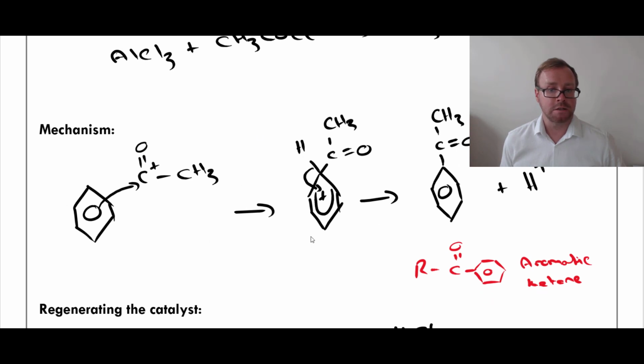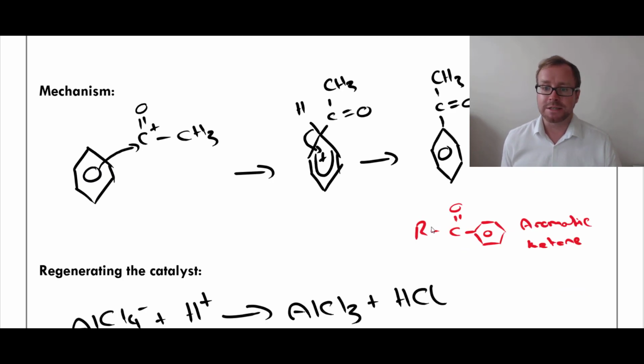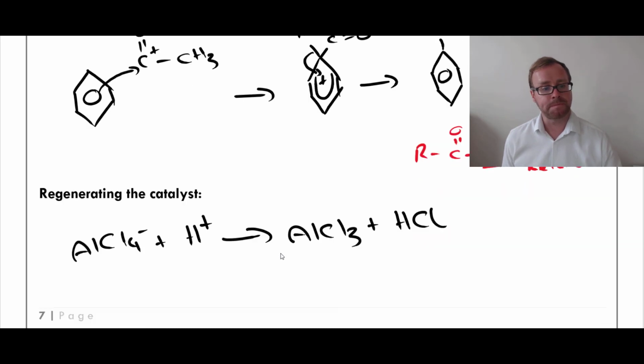It's all exactly the same. Lots of students find acylation more difficult than the halogenation and the alkylation, but they're exactly the same. As long as you follow the same patterns, you shouldn't get lost. A side note about the aromatic ketone: it has the benzene and it has the C double bond O in the middle. Remember, that's what our ketone structure looks like. And we regenerate the catalyst using this formula.